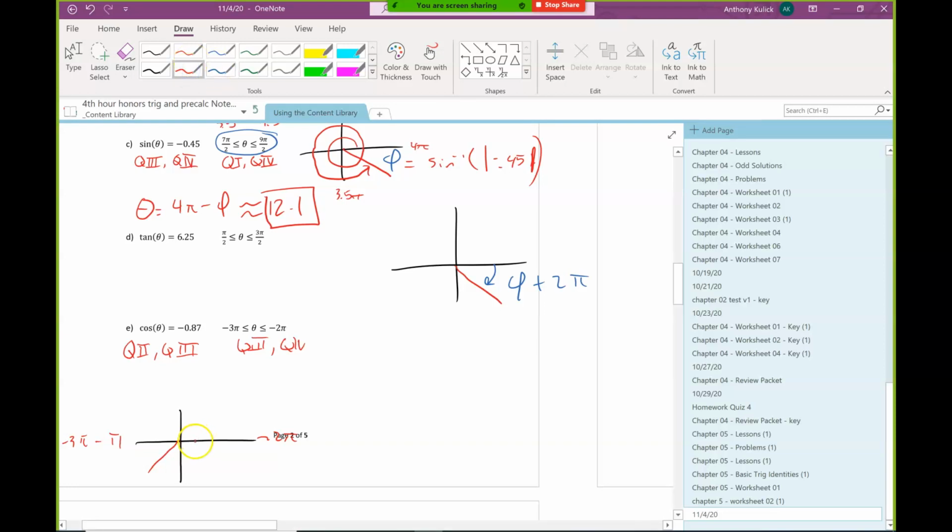So my phi is always this part between the angle and the x-axis. So that's going to be a little bit more than 3 pi. Now it's adding this time instead of subtracting because I'm doing the reverse, right?